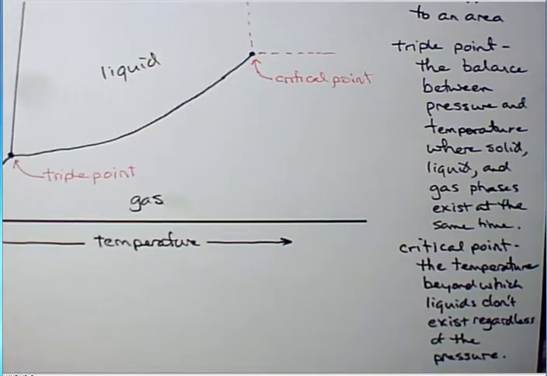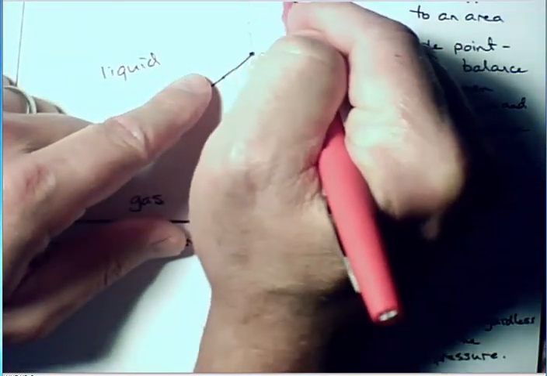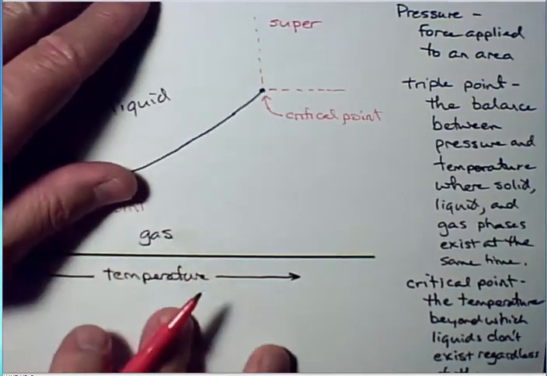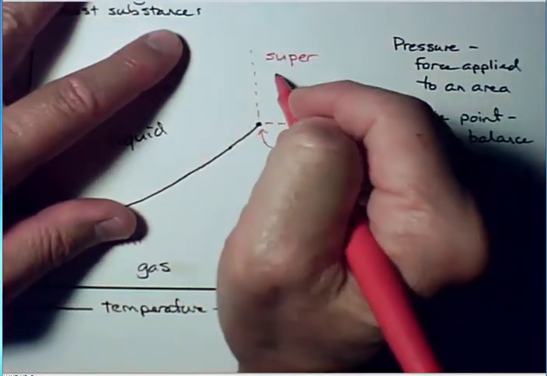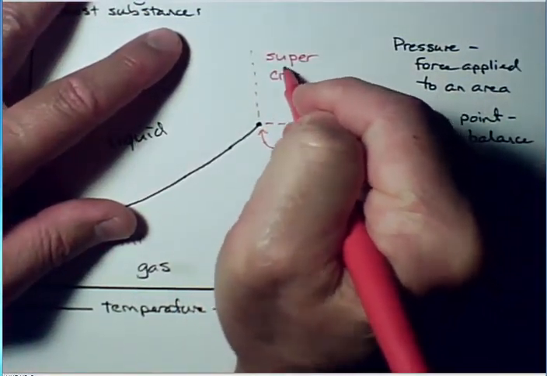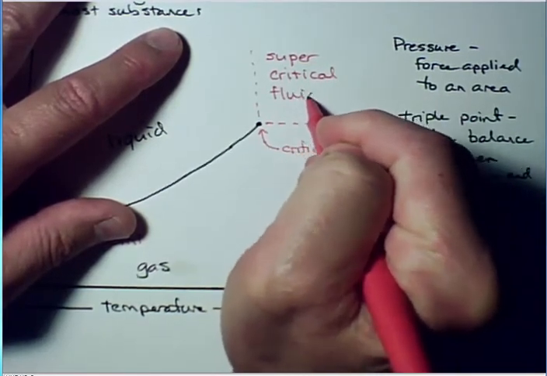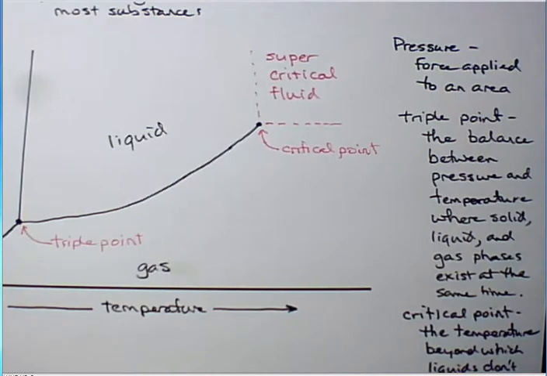So this up here, once you get beyond that temperature point where you can't make it a liquid anymore, it's called a super, because it's above or beyond. Okay. Supercritical fluid. Okay. Supercritical fluid.